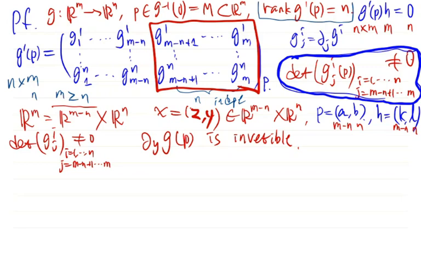Okay, so this means that the partial derivative of G with respect to y at the point P is invertible. So our condition is that G at P, G(A, B), is 0, and the derivative of G with respect to y at this point P, that is (A, B), is invertible. Invertible means that the determinant is not 0.